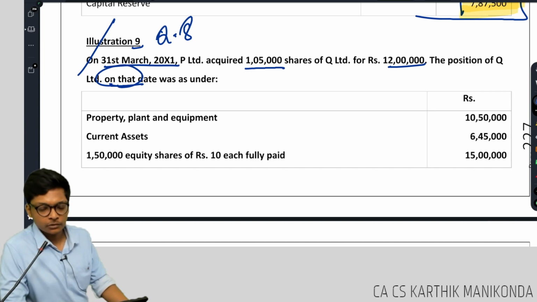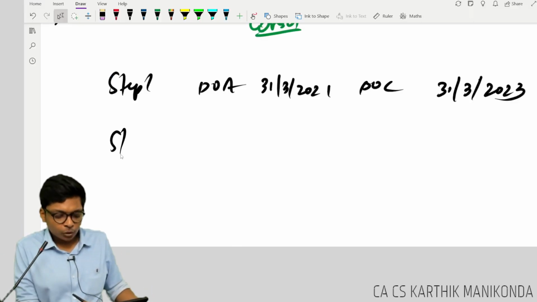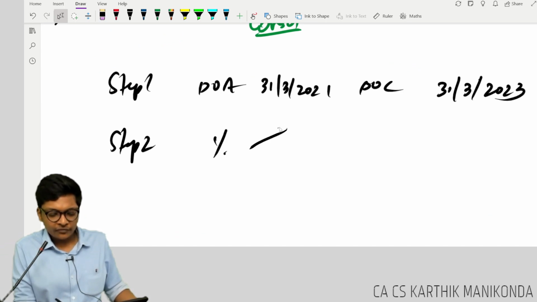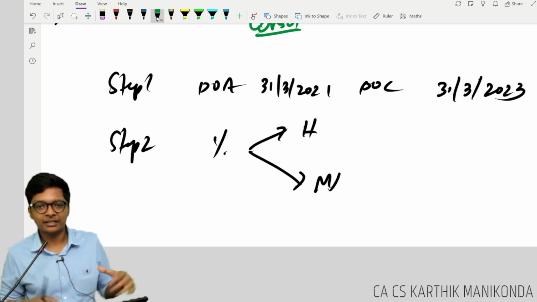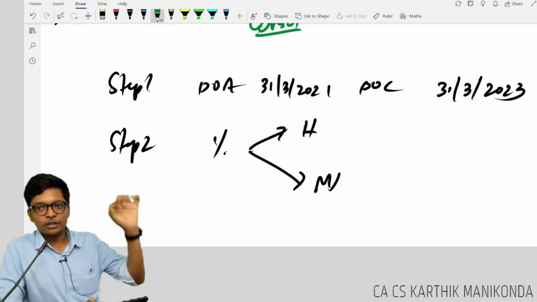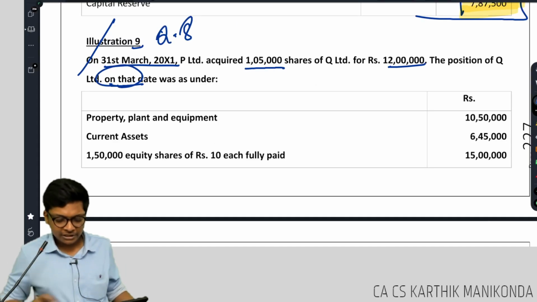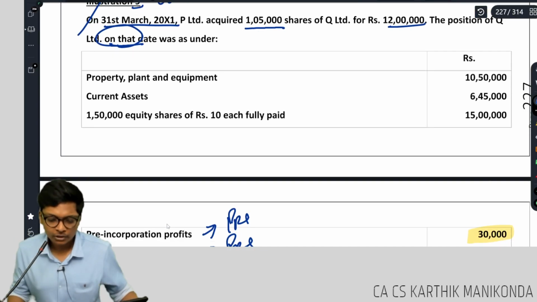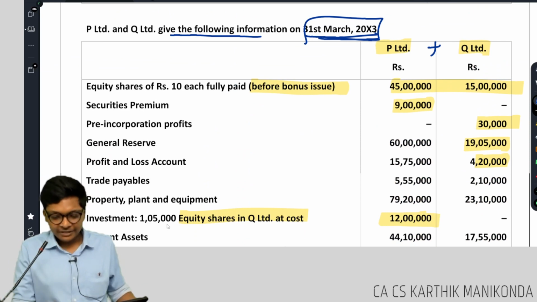Second, percentage. Come on, guys. Step 2: percentage of holding, percentage of minority. I am doing it in a rough way, guys. You write it neatly. You write down percentage of holding equal to so much, percentage of minority so much. Can you compute, guys? How much? 70%. Beautiful. How?